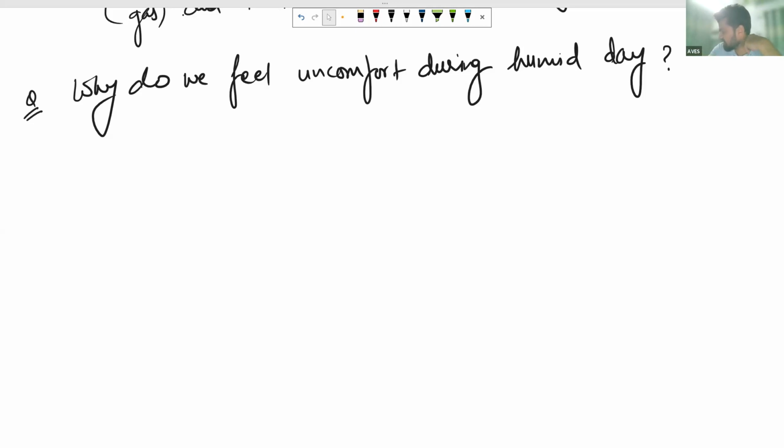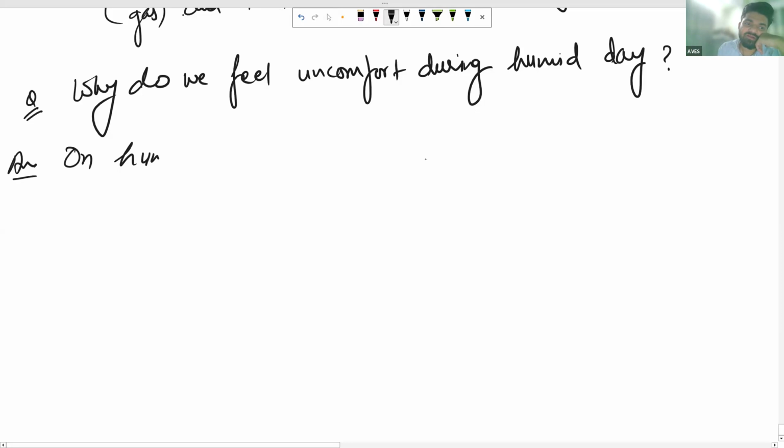Simple. Because the rate of evaporation becomes slower. You know that there are numerous pores on our body from which the water comes out in the form of sweat. That sweat gets evaporated and in turn it cools our body. So we will say here: why do we feel uncomfortable on a humid day? So you have to write the answer.